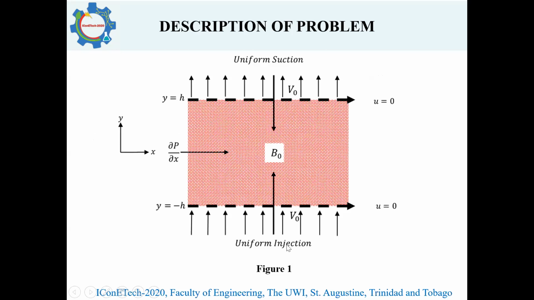Uniform injection is applied at the bottom plate, uniform suction at the upper plate, and an applied magnetic field B naught is applied in the y direction. The velocity of each plate is equal to 0, so the plates are stationary.